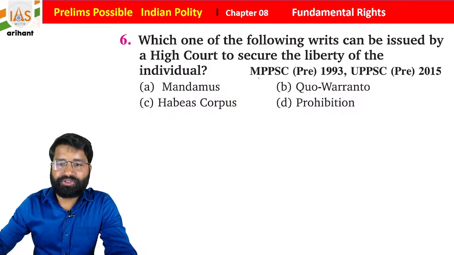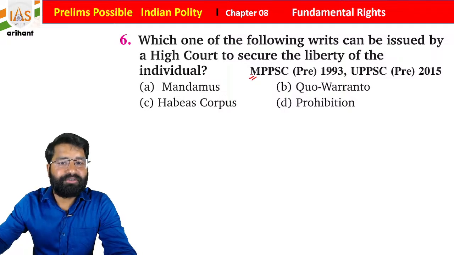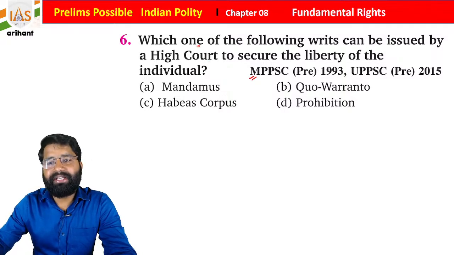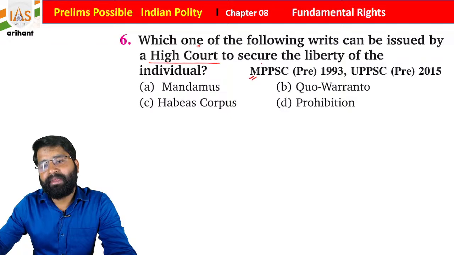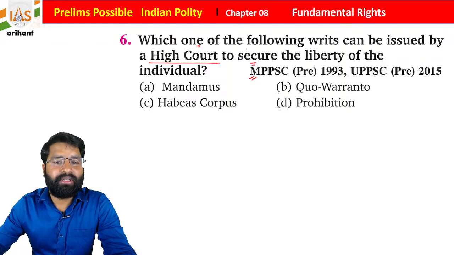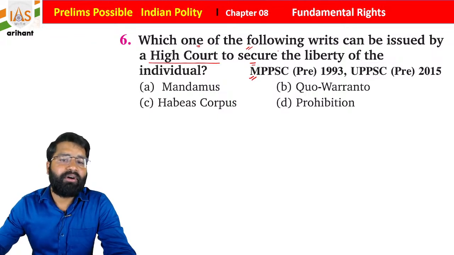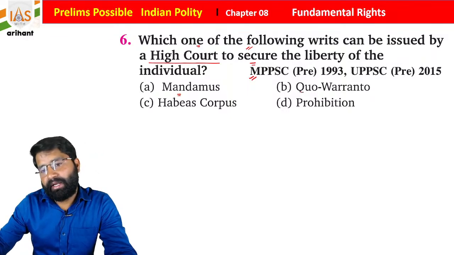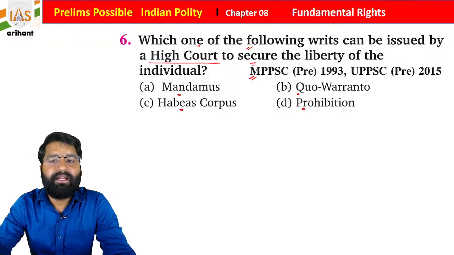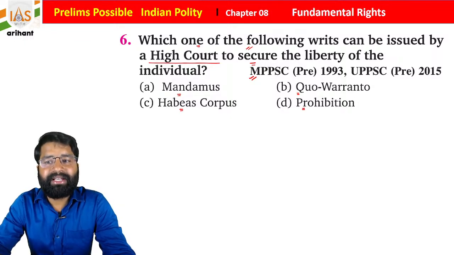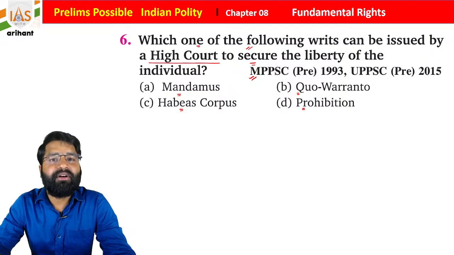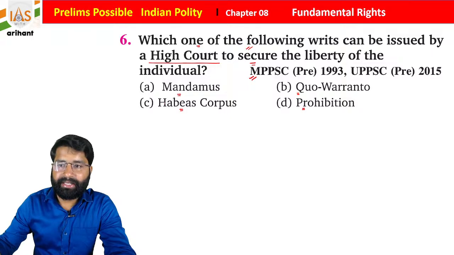Now see the next question. It was in MPPSC as well as UPPSC. Which one of the following writs can be issued by a High Court to secure the liberty of an individual? Mandamus, quo warranto, habeas corpus, prohibition. Which one of the following writs can be issued by a High Court to secure the liberty of an individual? Getting it?